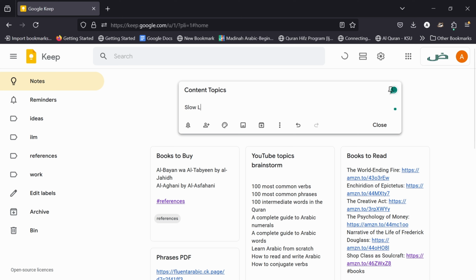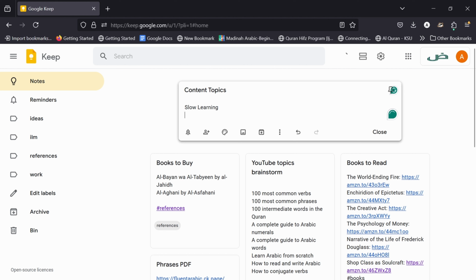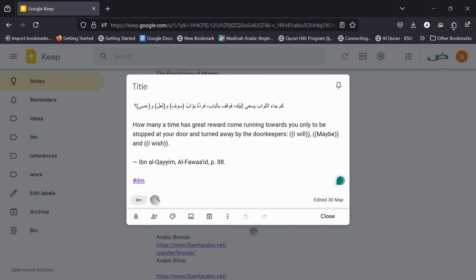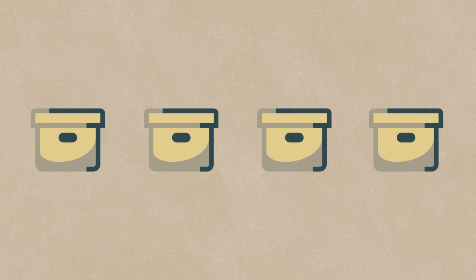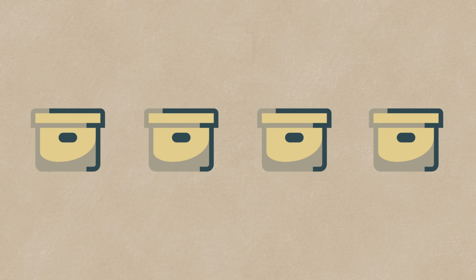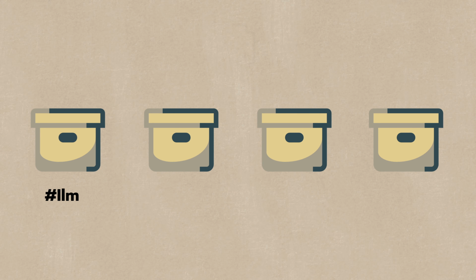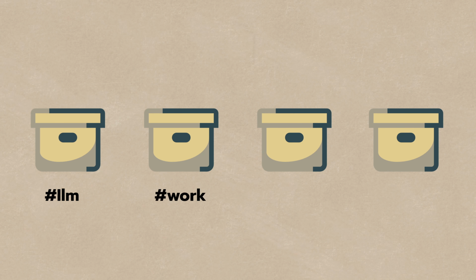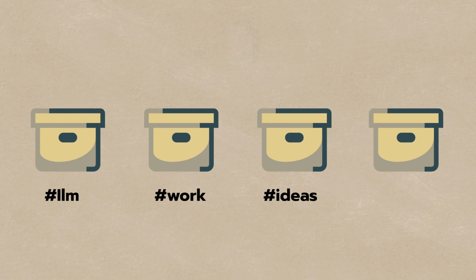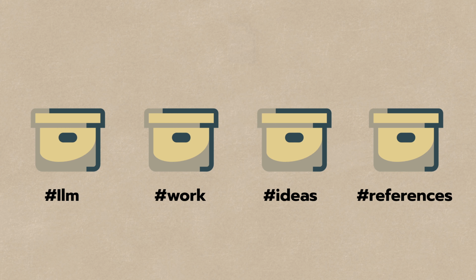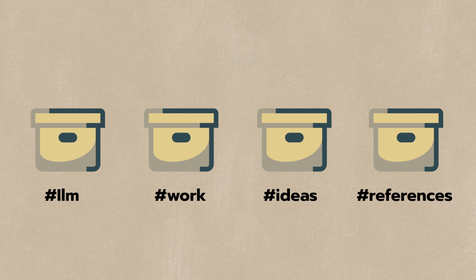It has great Arabic language support, it is available on all platforms, and it lets you use tags and labels. When you make a note, you must organize it into a category. For this, you can use these tags or labels. These are broad categories which represent an area of your life. For example, I use ilm for any beneficial knowledge I would like to record, work for information related to work, ideas for general ideas and thoughts, references for books, videos, and resources I want to make a note of.